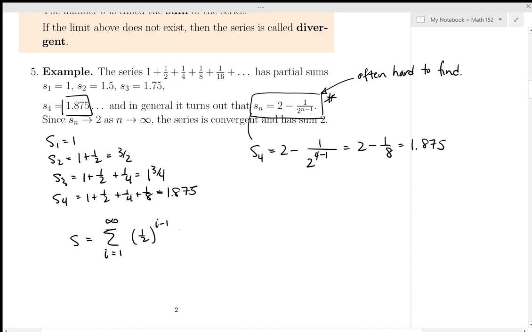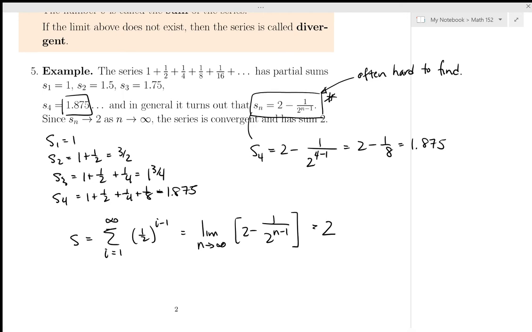And now, now that we've been able to identify how I calculate the nth partial sum, I'm going to take the limit as n goes to infinity. That's going to be 2 minus 1 over 2 to the n minus 1, like that. And that limit is in fact 2. So I claim that if you add up all of these numbers, you get 2.